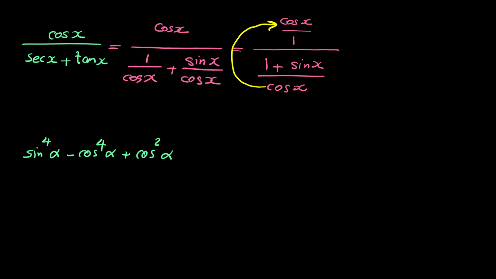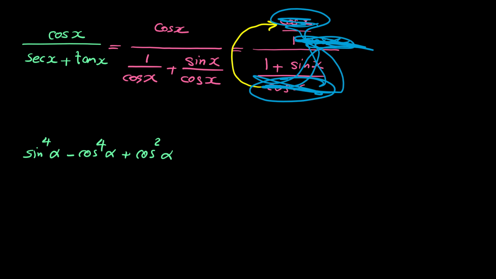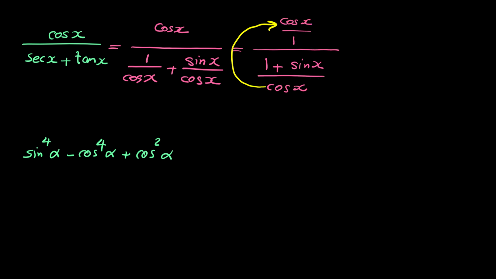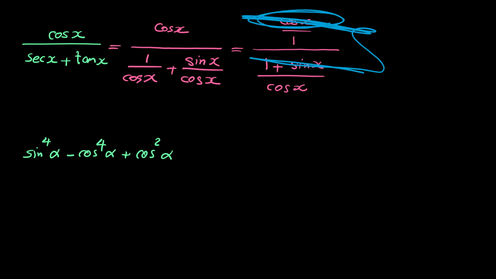And let me remind you something. Suppose we had a cosine x here. You can simplify this with this, because the denominators are the same. But if a numerator is the same as a denominator, no, you cannot do anything with that. If denominators are the same, you can simplify them. If numerators are the same, you can simplify. For example, suppose we had this 1 plus sine here, then we could simplify that with this also.